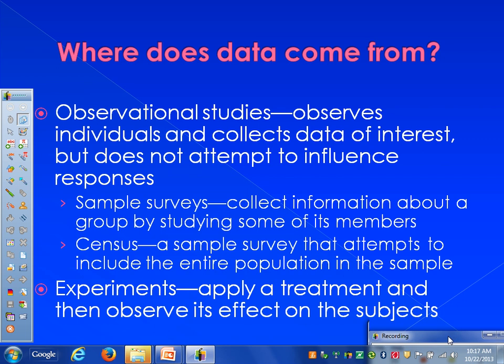Yeah. All right. Experiment. This is what we don't really have the ability to do here at school, which would be really cool if we could. Experiments are when you actually, they call it applying a treatment to a group and see what happens. This is how they do studies for new medicines and drugs.